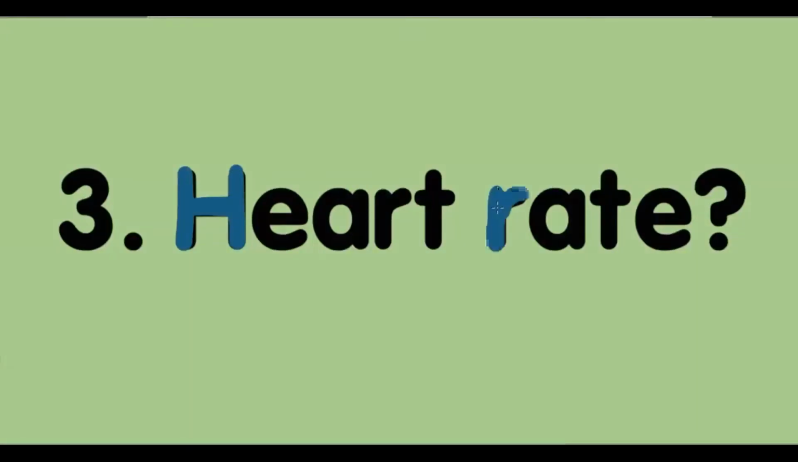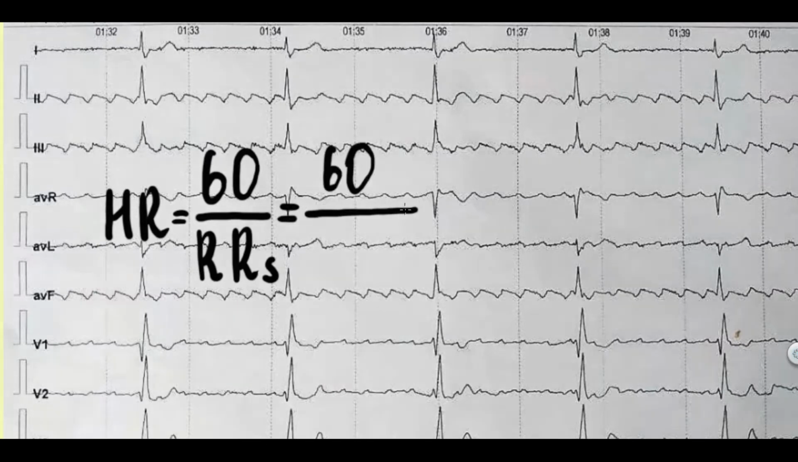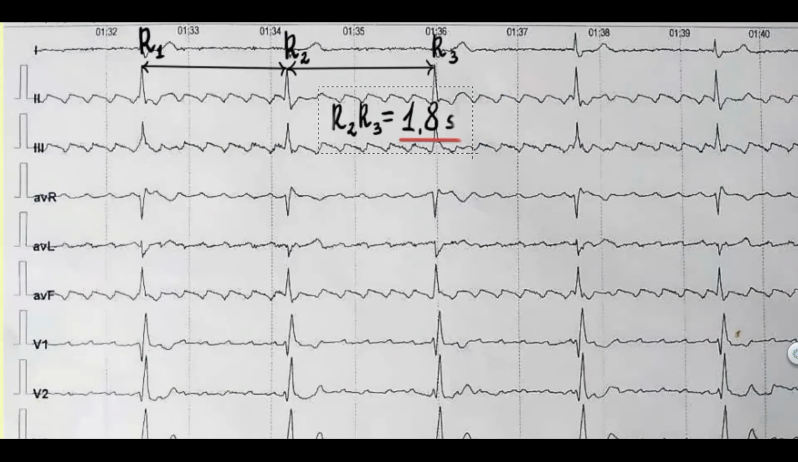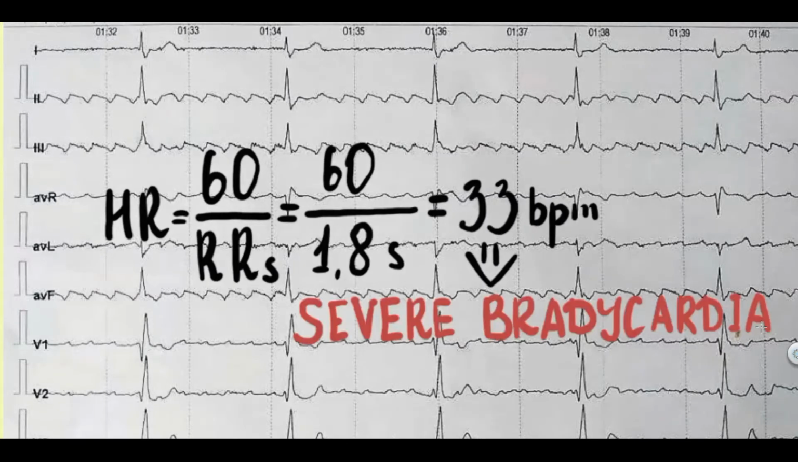The next step is heart rate calculation. For this we need 60 divided by the RR interval in seconds. So heart rate is 33 beats per minute, which is severe bradycardia.